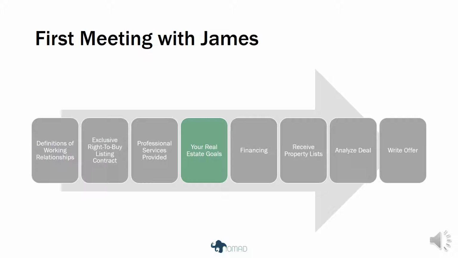And then we also covered professional services provided, which covers what I do versus what an attorney does, what an appraiser does, and what the inspector does. It lists out the services and who handles what things in the transaction. So we covered those in previous classes. Today we're going to be talking about your real estate goals, and we're going to look at how Nomad can get you to your goals.